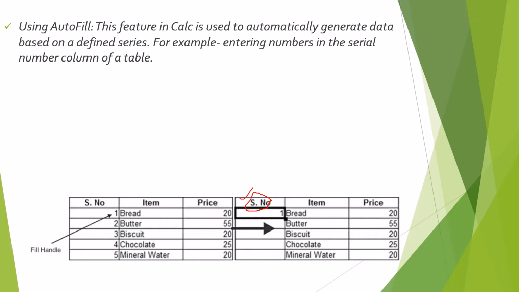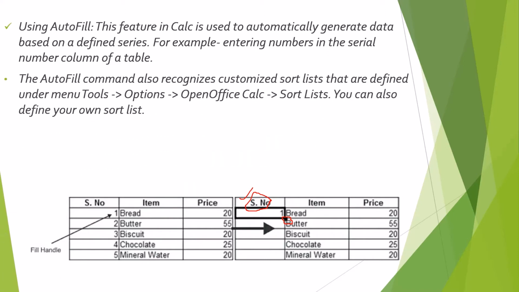in separate columns. So what will I do? Simply I will write 1 in the first column and then I will drag this button, which is called the fill handle, to the column till where I want to fill the serial numbers, and you will see that the serial numbers are automatically generated. This is the main work of using the autofill command.